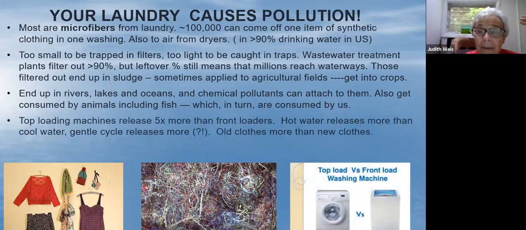One thing that's a useful piece of information if you're in the market for buying a new washing machine is that top loading machines release a lot more than front loaders. And even if you're not in the market for a new washing machine, you should know that hot water releases more than cool water, and a gentle cycle releases more, which doesn't seem to make sense, but this is what people who studied this found. It would seem to be the opposite, but this is what they found. And old clothes more than new clothes, because old clothes are beginning to fray, and fraying is a good way of releasing more microplastics.